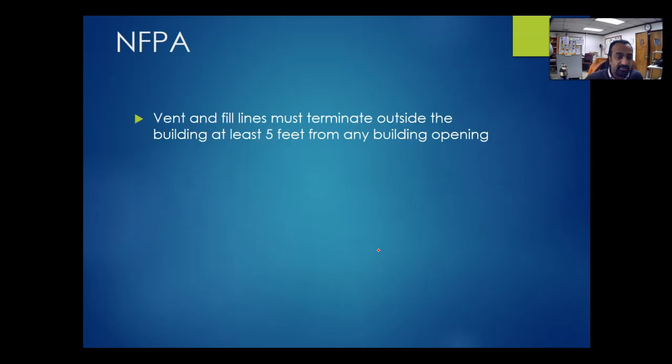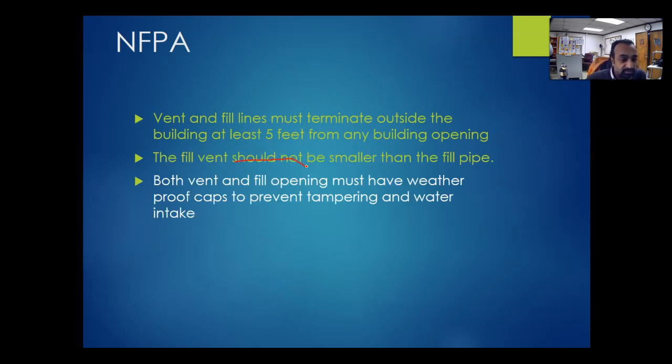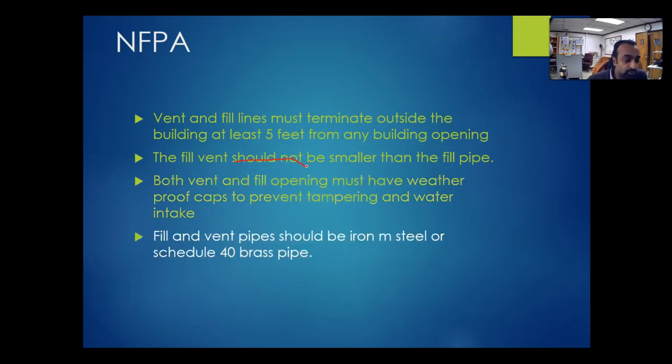Okay, according to some code from NFPA, vent and fill line should terminate outside the building at least 5 feet from any building opening, that's windows, door, or kitchen vent. The fill vent should be smaller than the fill pipe. Should not, I was checking that, it should not be smaller, it should be bigger by at least 15%. They should be weatherproof, and they have caps on them and mesh to eliminate the intrusion of insects.